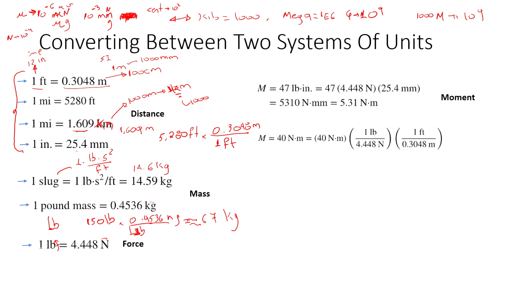But when you jump on an airplane and you see the thrust of a turbine, they will tell you it is, I don't know, 50,000 pounds. That is pounds force. And 1 pound force is 4.448 newtons. Okay? All right. Let's go to another concept, which is moment.